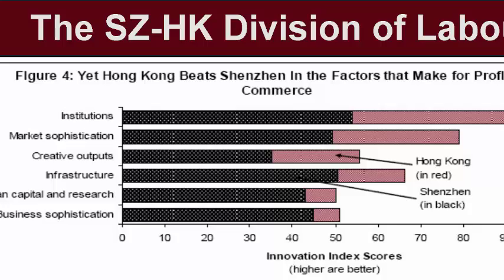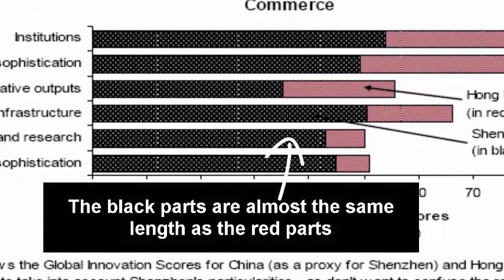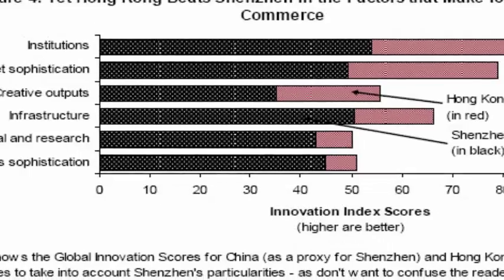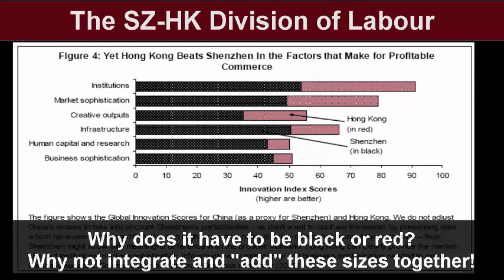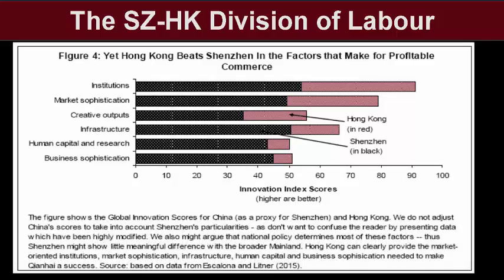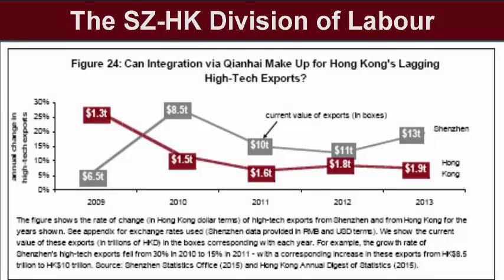Yet we see Shenzhen very quickly catching up in terms of human capital and business sophistication, leading many observers to ask whether Hong Kong and Shenzhen are truly complements or rivals. No matter the answer to that question, high-tech integration in the region would certainly help Hong Kong develop its high-tech industries. Figure 24 from our paper shows high-tech exports coming out of Shenzhen and Hong Kong.